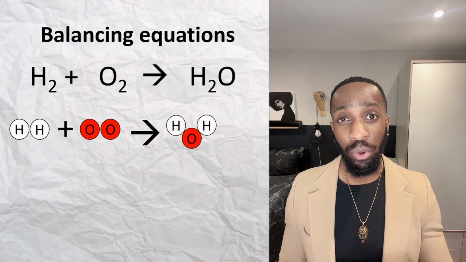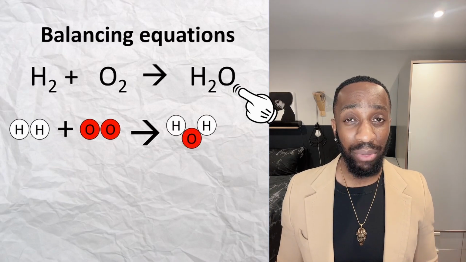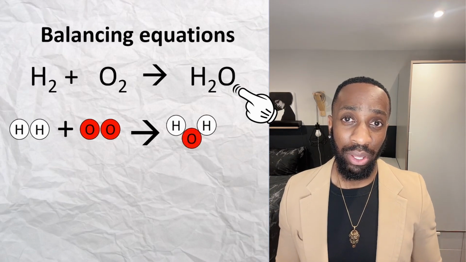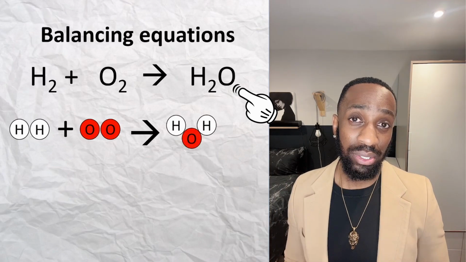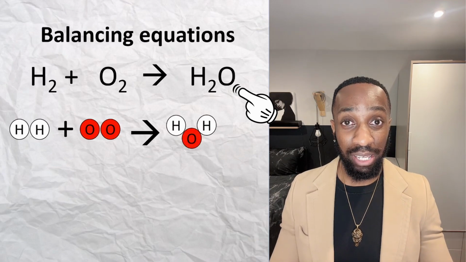When you have just one atom of a specific element, you don't have to write the one next to it. Notice how this is done in water. We've got 2 hydrogens, so it's H2, but we don't have O1. We just leave out the 1.